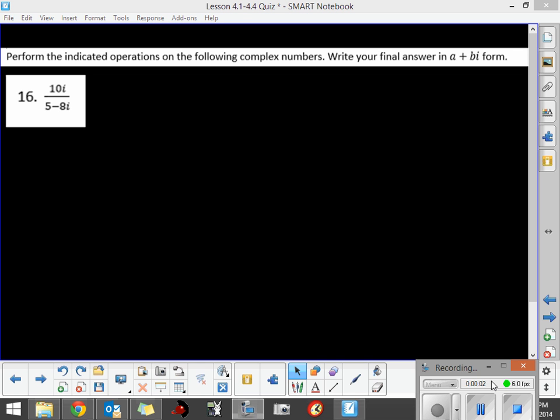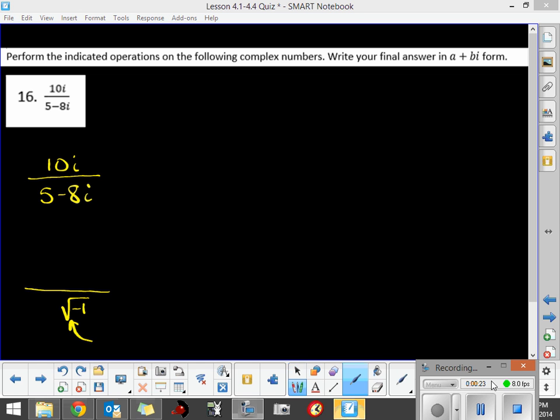Number 16 is an example of a division problem. With division problems and complex numbers, we turn them into multiplication problems. So what we do is we try to rationalize the denominator. Again, in the denominator, you cannot leave radicals, and an i is a square root of a -1. So here's our radical. We can't leave it down there, so we need to get rid of it.